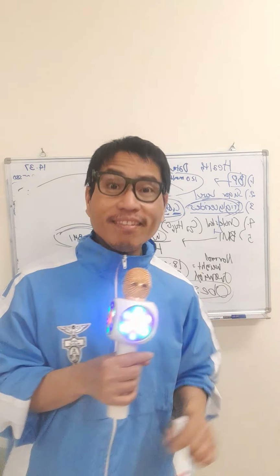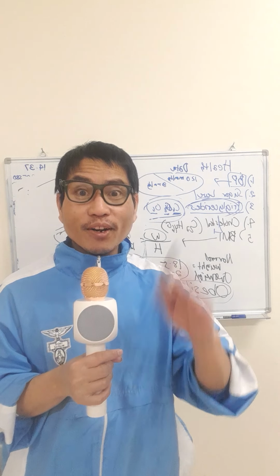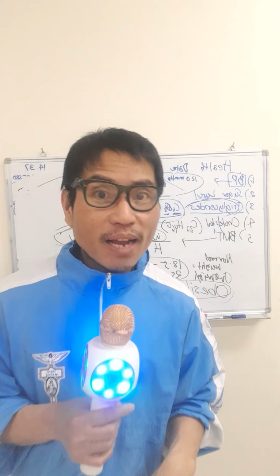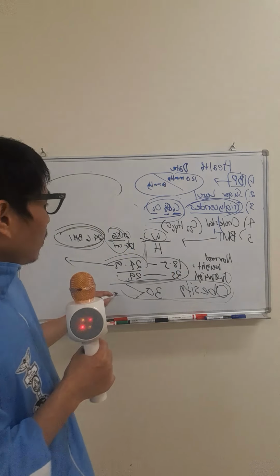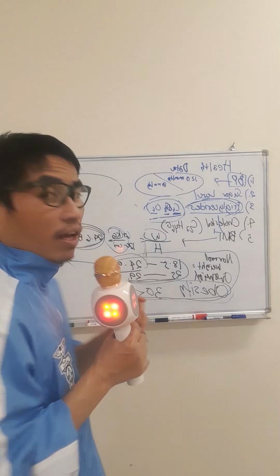Just kidding! Okay? So, be careful with obesity. Hyperglycemia is common, it talks about the blood sugar. Okay? That's obesity. So that is your BMI.